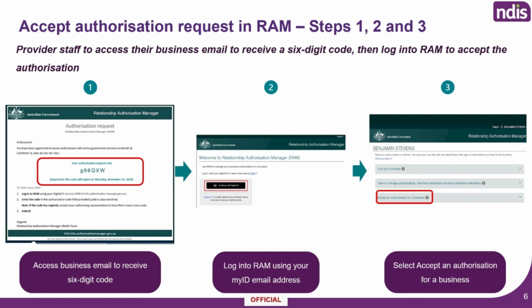As shown in image 2, once the provider staff has their 6-digit authorization request code, they can log into RAM using their myID email address. Once logged into RAM, the provider staff clicks on the last selection, which is Accept an Authorization for a Business, as shown in image 3.